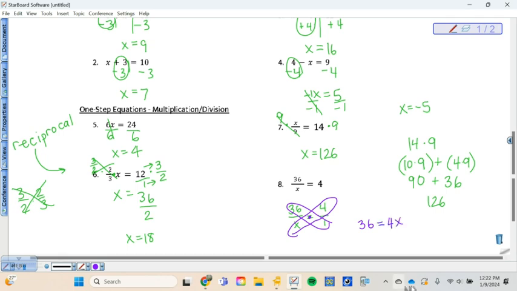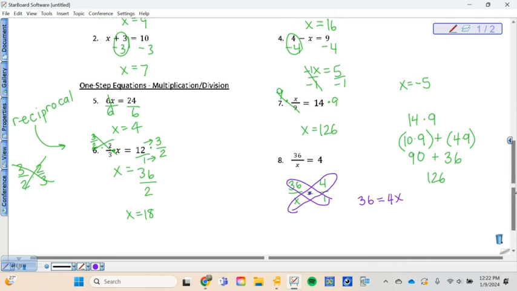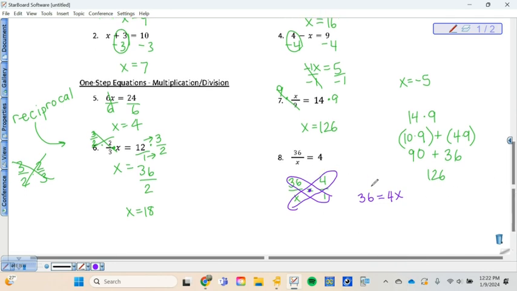And then, Will, what did you do to get to 9? I looked at the two numbers on top. 9 times 4 is 36. So if I write it out like this, what do we do next? Divide by 4. Very good. Okay?